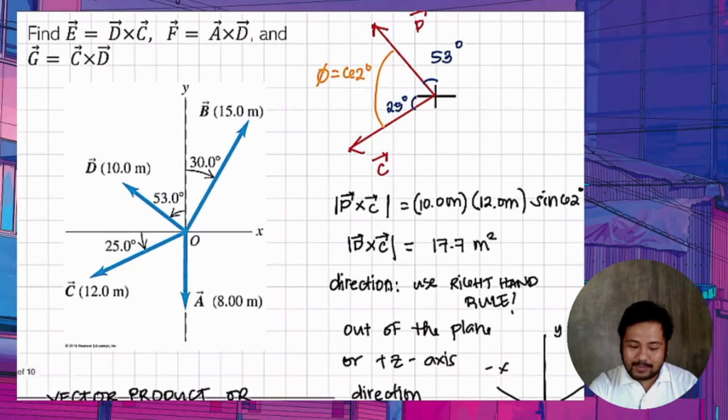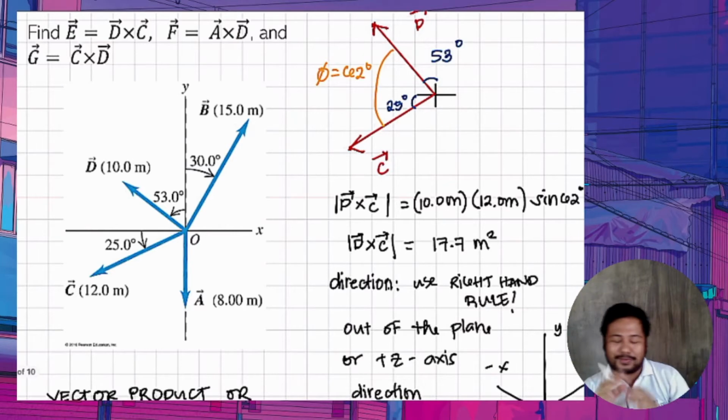For this kind of illustration, wherein we're already given the magnitudes, it is better for us to make use of the first one, AB sine phi, and then get the vector product. But if you have it in terms of components, or if these vectors A, B, C, and D are in component form, then we go to the second one. We will be using the matrix. But this one, as we all know, is in terms of magnitude. Hence, we will be using AB sine phi.